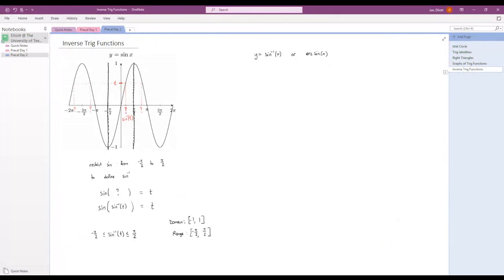So then let's maybe spend the rest of the time just looking at some examples involving the inverse trig functions. We're going to look at some simple problems, and then we'll look at some more complicated ones at the end.